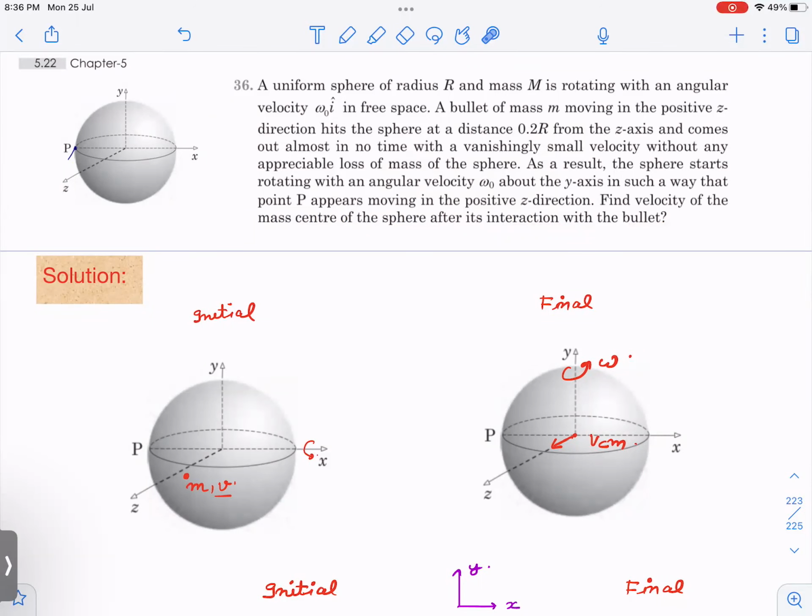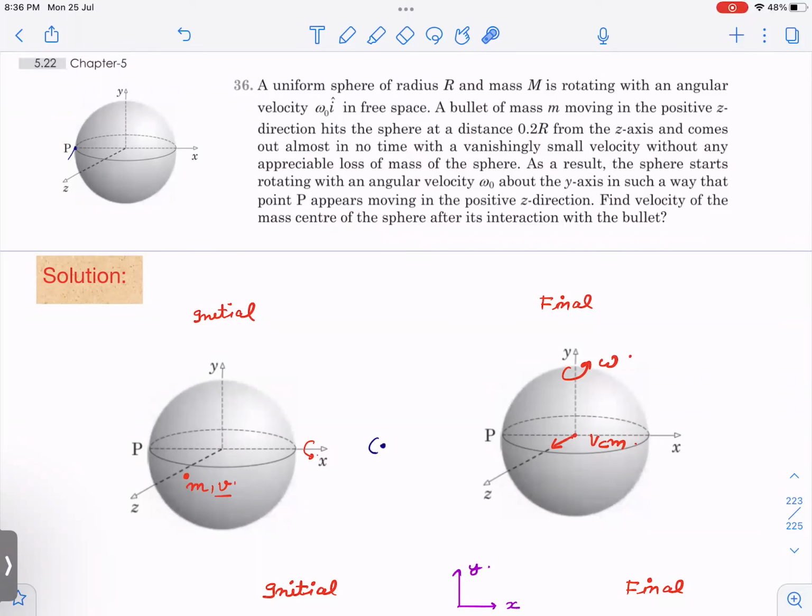So first, let us draw the diagram of the data given. This is the initial condition. This is omega naught i cap. If you use the right hand rule, suppose there is an observer here, then according to that observer the sphere should be rotating counterclockwise. Then only the omega will be in this direction. Okay, so now let us ignore this for a moment.